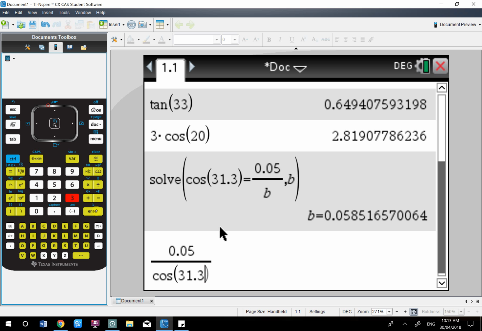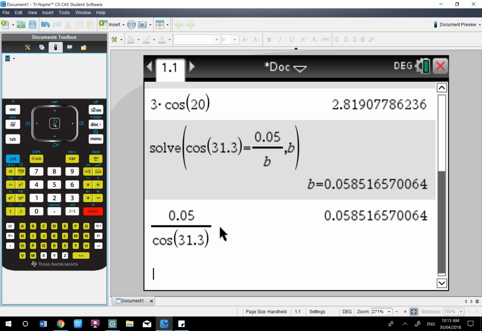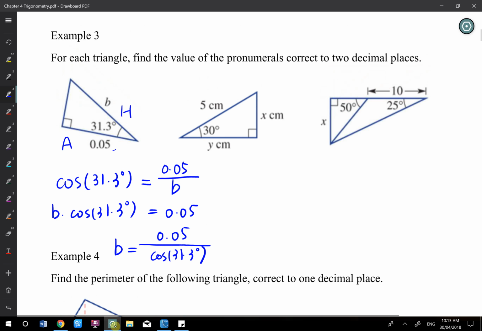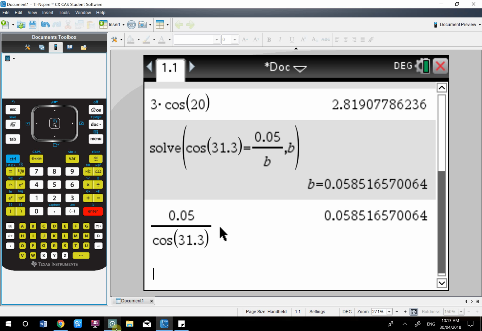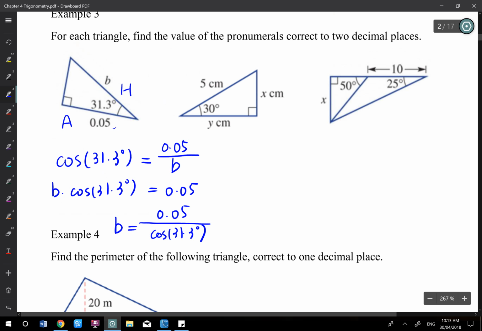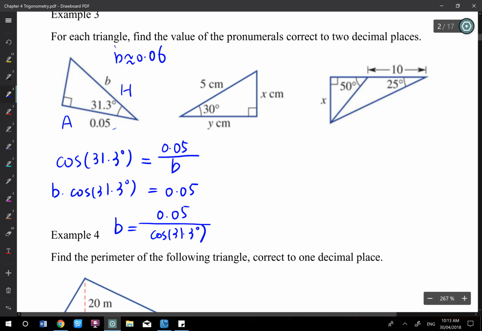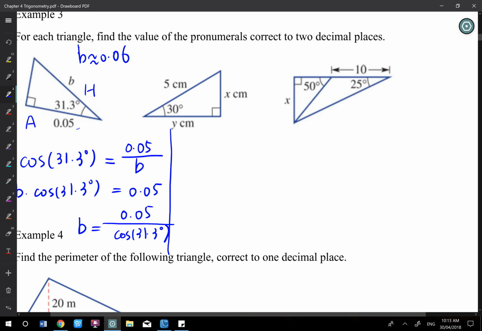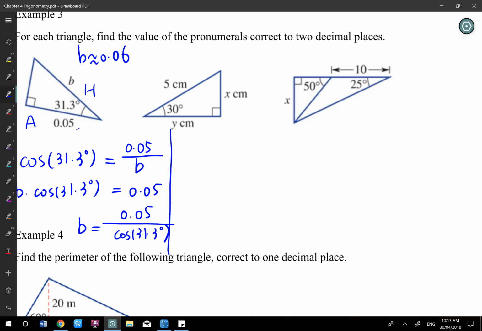You don't need the solve function now. So that gives you the same value as well. Two decimal places, I have 0.06. Okay, b is approximately 0.06. Okay, that's this one. And for the next one, we have x and y and 5.